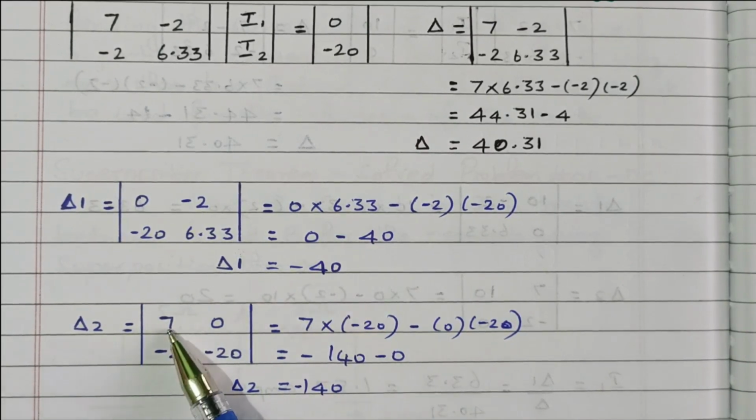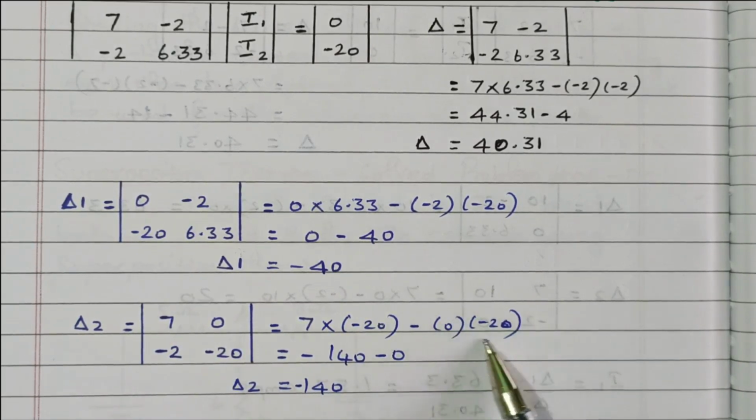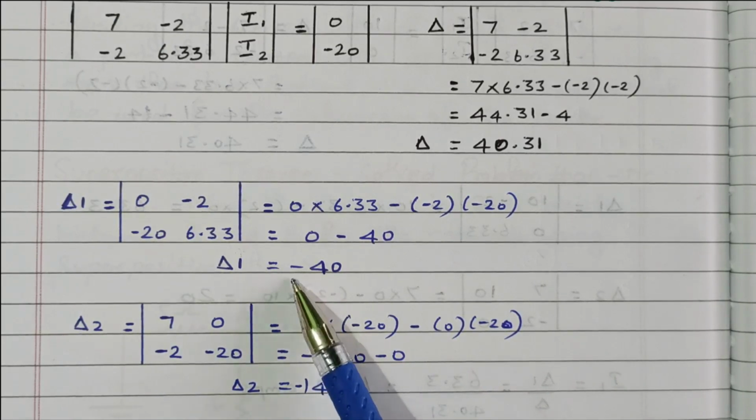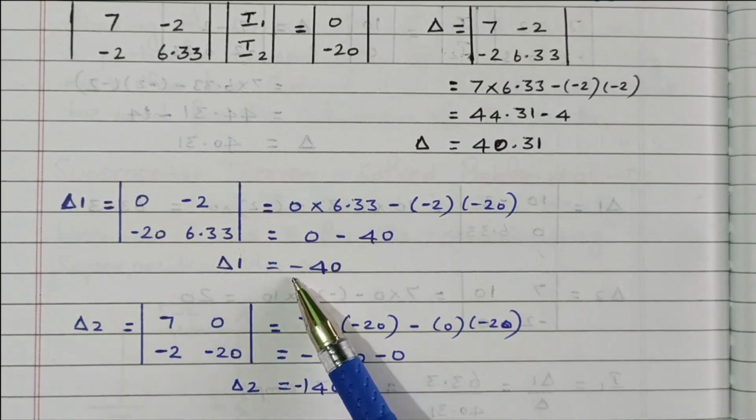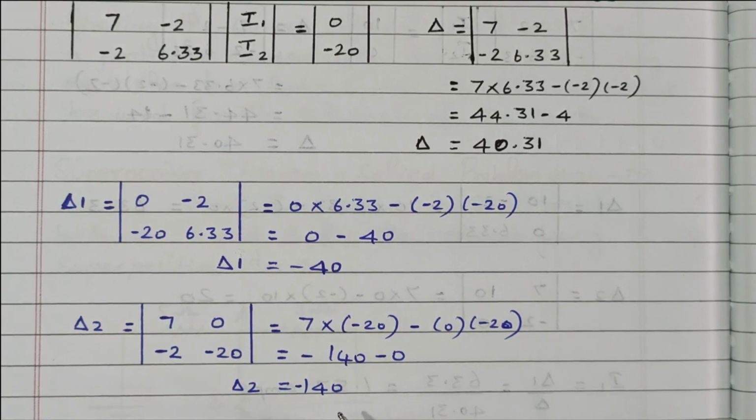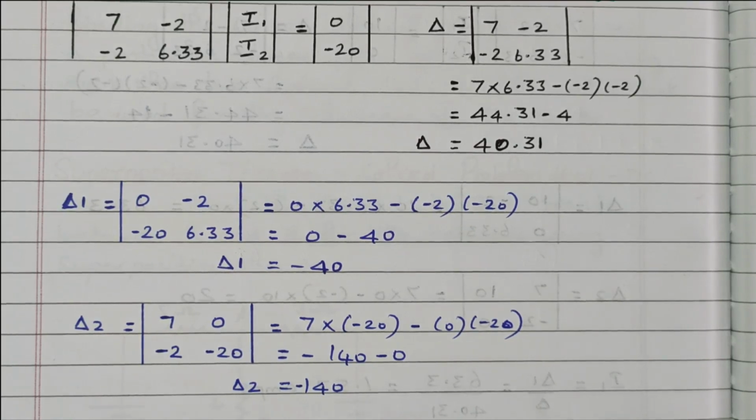Del 2: 7, 0, minus 2, minus 20. 7 into minus 20, minus of 0 into minus 2. Right? This value is 0. So 7 into minus 20, minus 140. Del 2 value is minus 140. See this? In both cases we got a negative value. That means the current direction we took is wrong. It is in the opposite direction, but it's not a problem. By seeing this negative value we can understand the current is flowing in the opposite direction to what we marked in the circuit.